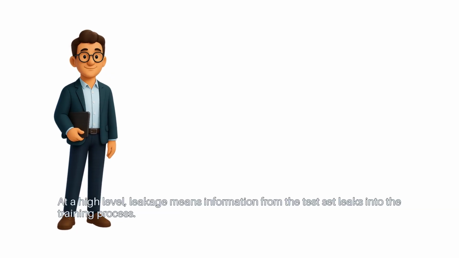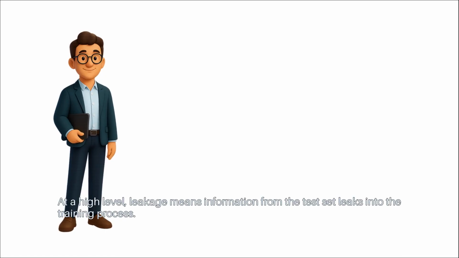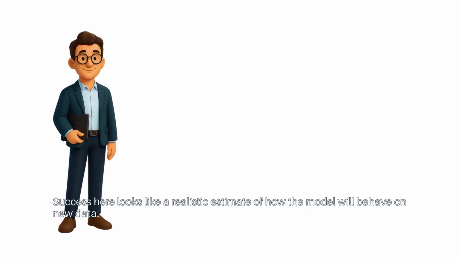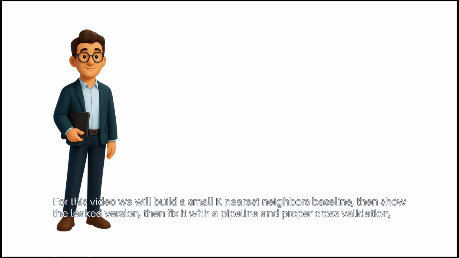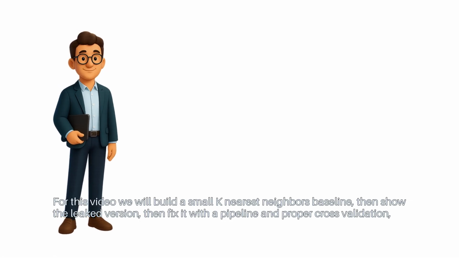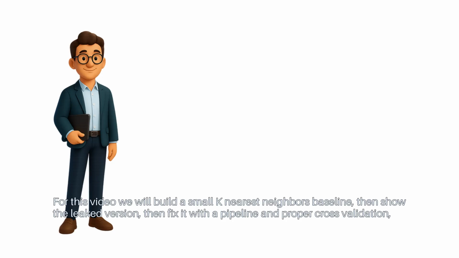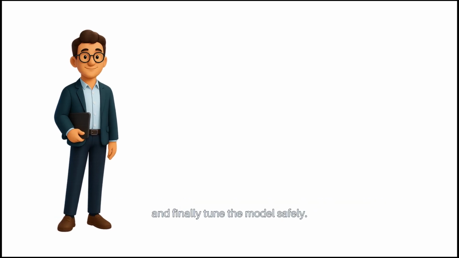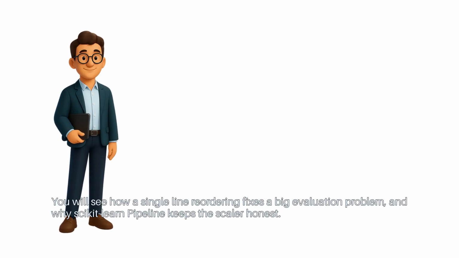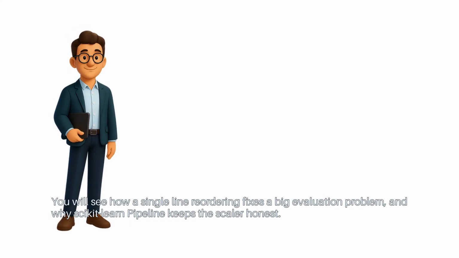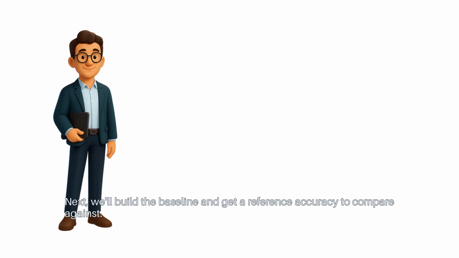At a high level, leakage means information from the test set leaks into the training process. Success here looks like a realistic estimate of how the model will behave on new data. For this video, we will build a small KNeighborsClassifier baseline, then show the leaked version, then fix it with a pipeline and proper cross-validation, and finally tune the model safely. You will see how a single-line reordering fixes a big evaluation problem, and why a scikit-learn pipeline keeps the scaler honest. Next, we'll build the baseline and get a reference accuracy to compare against.